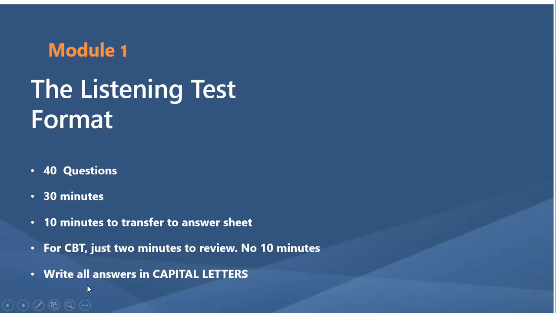Again, it's strongly recommended that in the listening test, you write all your answers in capital letters inside the answer sheet. Please pay attention, very important. Remember, during the first 30 minutes, you'll be writing inside the question paper. When you're writing inside the question paper, you're supposed to write in small letters. Why? Because it's faster.